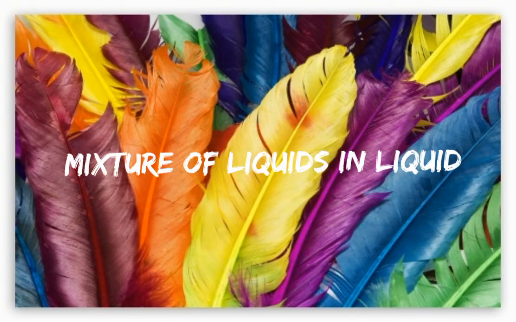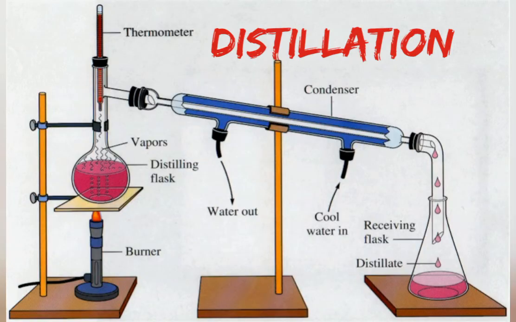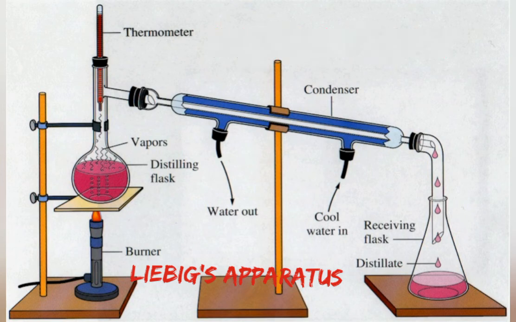Now let's see how we can separate liquid from liquid. If the liquids are completely mixed together, it's called miscible. We use the distillation process. Here separation is done by evaporation and condensation simultaneously.